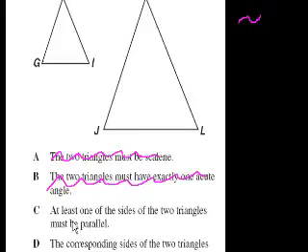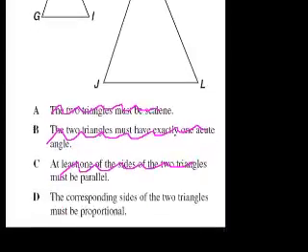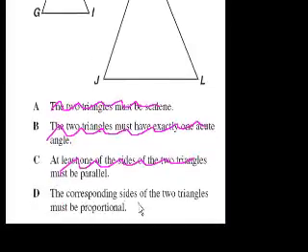Anyway, C. At least one of the sides of the two triangles must be parallel. Well, I don't care how they're oriented. You don't care about the orientation of the triangles. D. The corresponding sides of the two triangles must be proportional. Yeah, that's one of the ways that you know that something is similar, that the corresponding sides are proportional. So that is D. So this is almost, do you know the definition of a similar triangle?